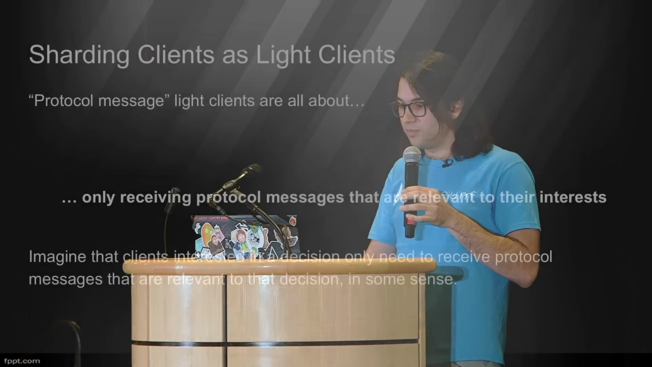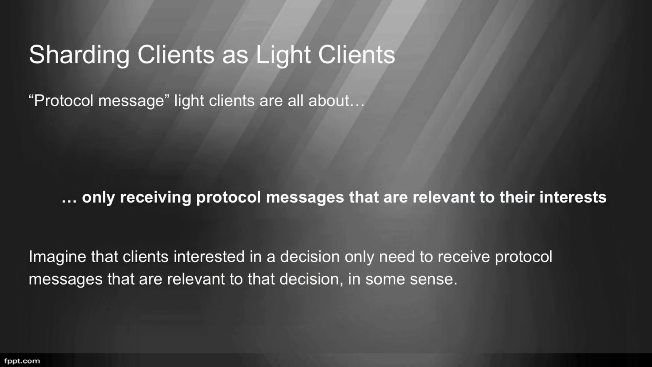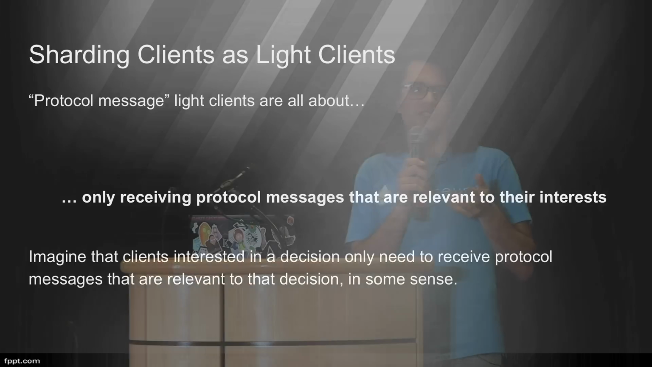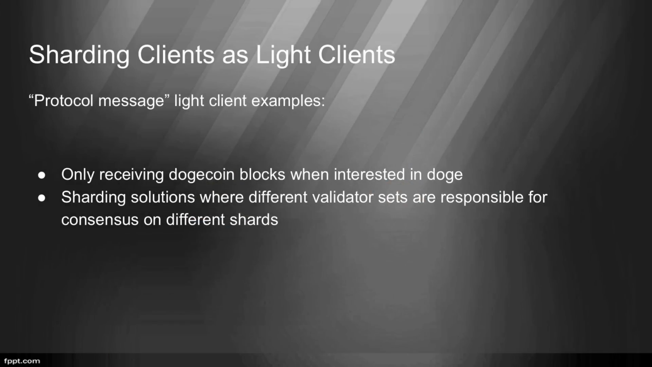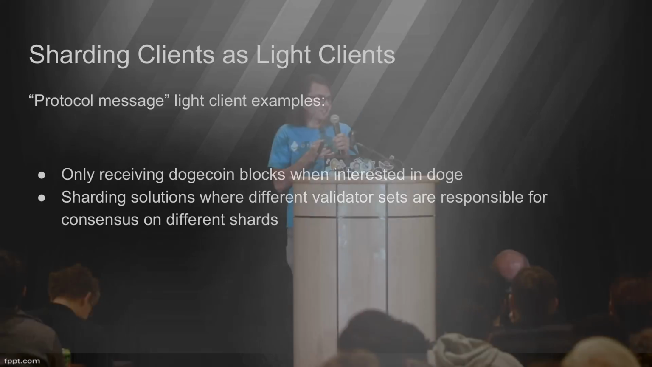There is, though, another kind of light client, which I call protocol message light clients. These clients only receive certain protocol messages. They have some kind of filter on messages, and they know to only receive the ones that are relevant to their decisions. Maybe they only receive messages from certain shards, for example. If you think about the world of blockchains today as a big sharded system, then the fact that you only download Doge blocks when you're interested in Dogecoin corresponds to this kind of protocol message light clientness. Instead of downloading all the messages from all the chains, I only download the ones that I'm interested in.